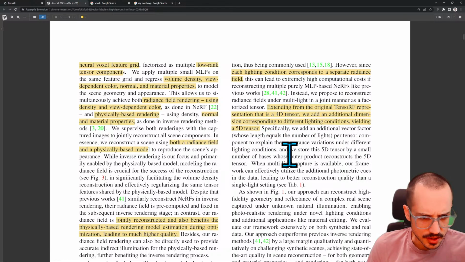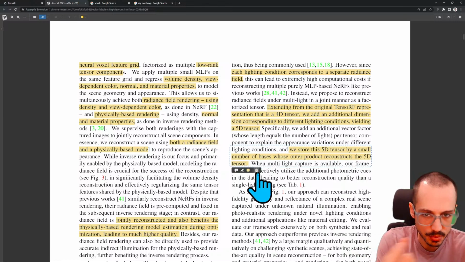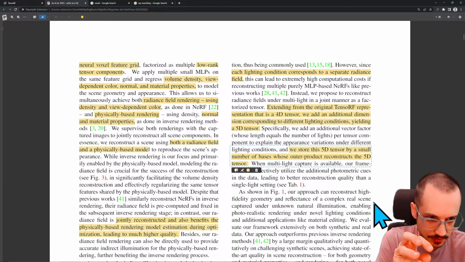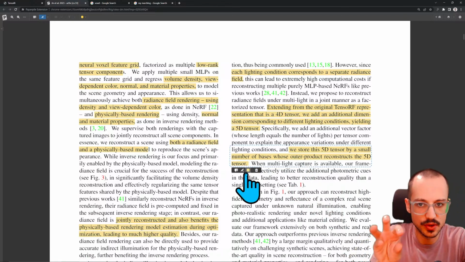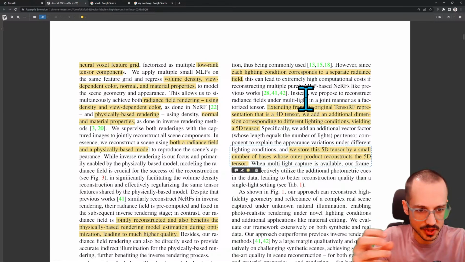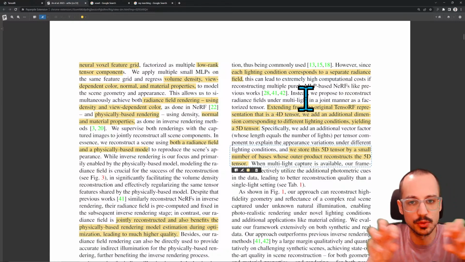To explain the variations, we store this 5D tensor by a small number of bases whose outer product reconstructs the 5D tensor. So this is the factorization part, right? Where they're taking that tensor and decomposing it into smaller, what they're calling here bases. But then you can multiply those together and get the original tensor. So it's kind of like a factorization, a decomposition of the higher dimensional tensor into these little parts.